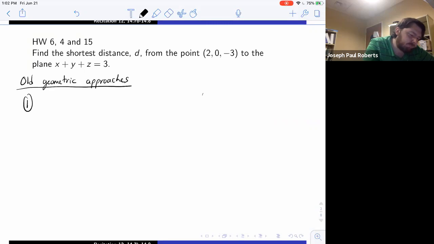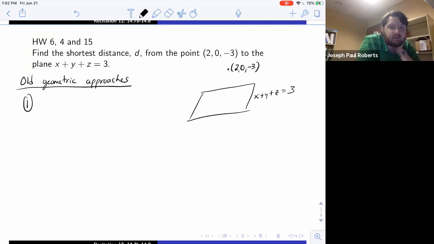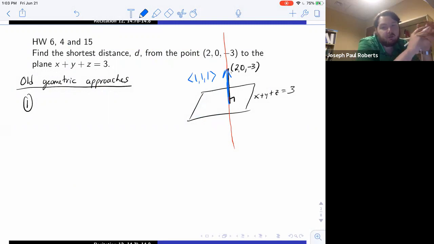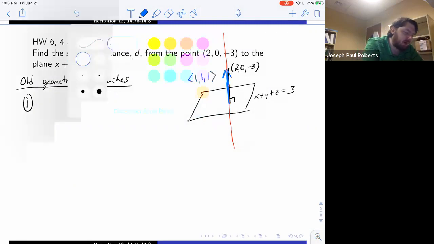So anyway, we have our plane, right? We have our point. And if we want to get the shortest distance from the point to the plane, we know that that has to happen perpendicularly like this. So one way we could solve this problem is to set up the equation of the line through that point and perpendicular to this plane. So we'll use the normal vector of this plane, 1, 1, 1, as the direction vector for this red line.